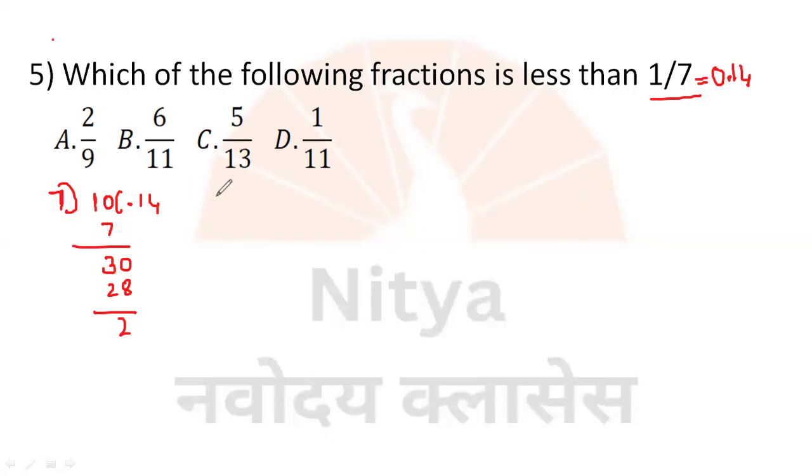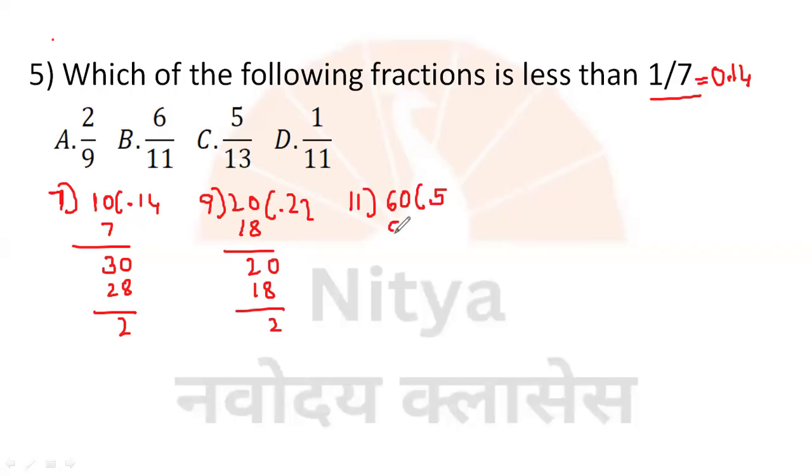So you have to divide 2 by 9. Point and 0. 9 twos are 18. 20 minus 18 is 2. And again take a 0, and 9 twos are 18. 20 minus 18 is 2. So that will continue. Okay, next 6 by 11. 6 is smaller than 11, so you have to take a point and 0. 11 5s are 55. 60 minus 55 is 5 and again take a 0. So 11 4s are 44. 50 minus 44 is 6.